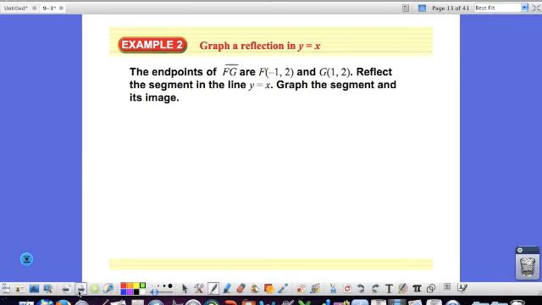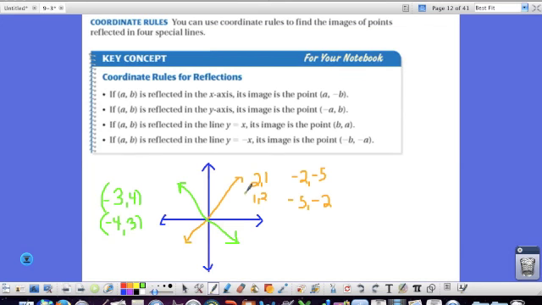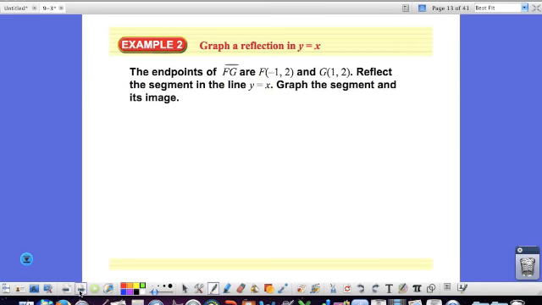They want us to graph a reflection in y equals x. So remember, that's this orange line here. And the rule for y equals x is that the coordinates are going to switch. So the endpoints of FG are (-1, 2) and (1, 2). Reflect the segment in line y equals x.